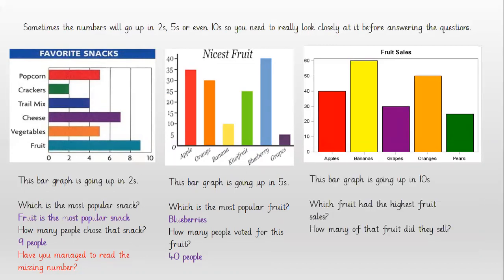In the last bar graph on this sheet, the bar graph is going up in 10s. Which fruit has the highest fruit sales? And how many of that fruit did they sell? Again, use your ruler if you think that's going to help you. So I can see that bananas has the tallest column, so that means that's got the highest fruit sales. And how many fruit did they sell? We go across from the top of the bananas column to the numbers, and we can see that 60 bananas were sold.